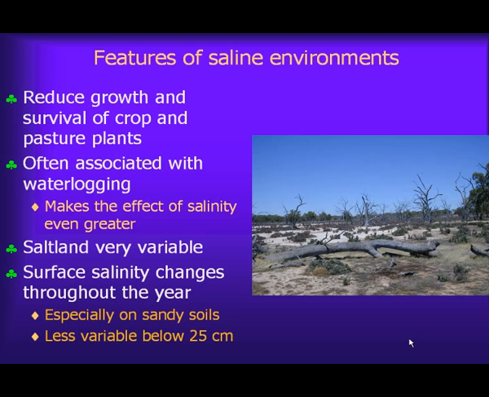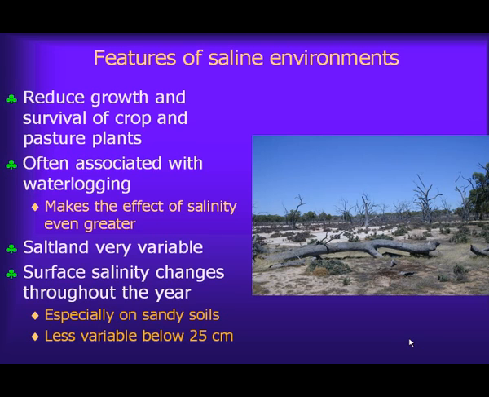So what are some of the features of saline environments? Well, the most obvious one is the reduction in growth and survival of crop and pasture plants. And saline environments are often associated with winter waterlogging due to the rise of water tables close to the surface. And the effect of this waterlogging is that it makes the effect of salinity even greater. So the most hostile environments are those that have got salinity and waterlogging combined.